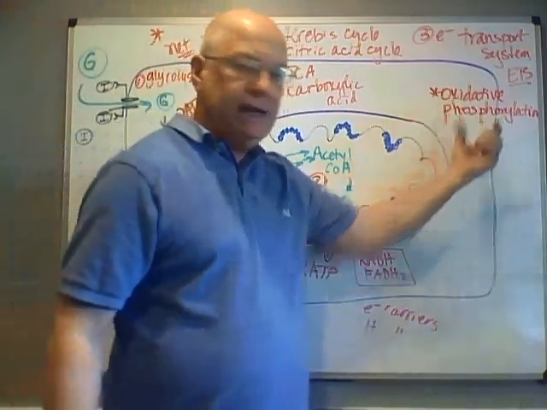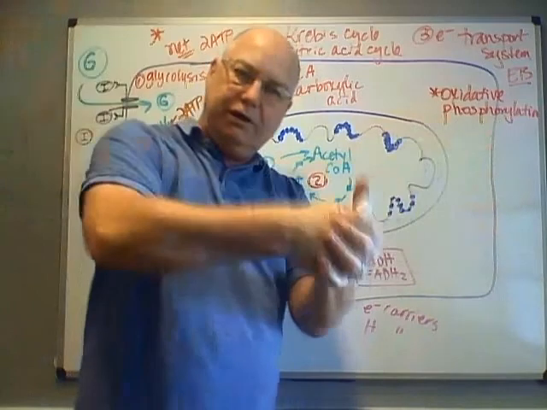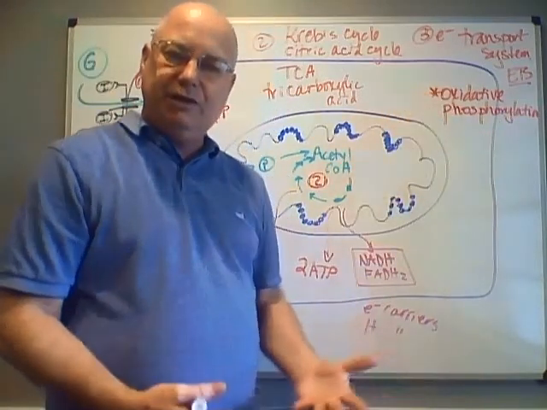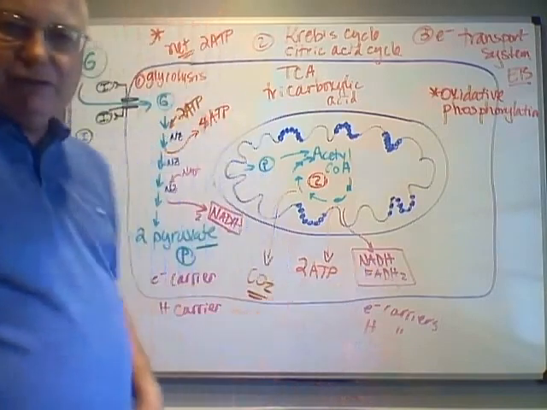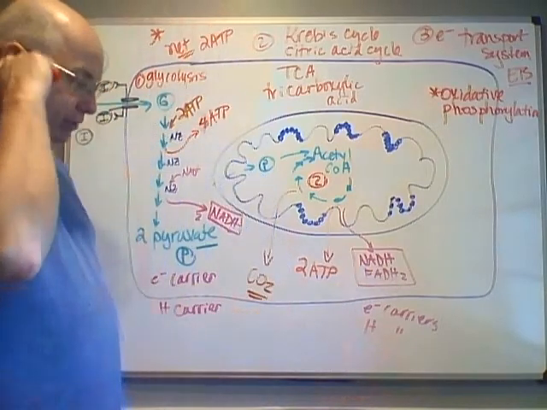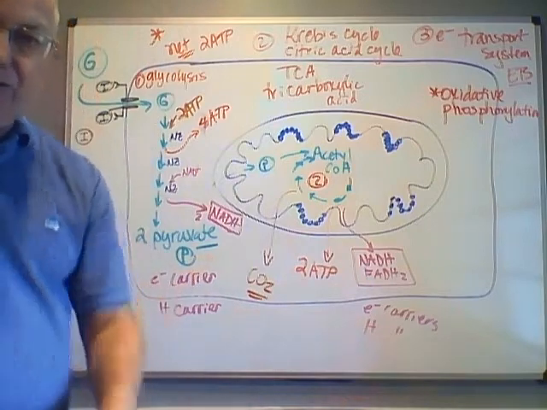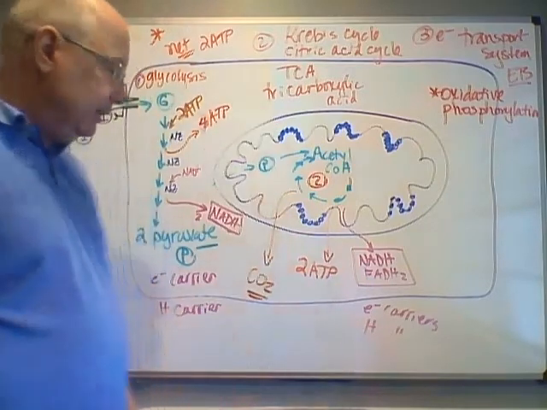To phosphorylate means to stick a phosphate group onto something. And oxidative means it's going to be an oxidizing reaction. Okay? It's going to use oxygen in it too. So, now this is what happens. This is the big deal. This is the big finale here.